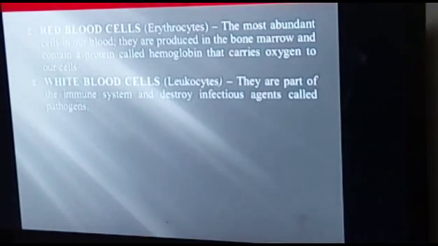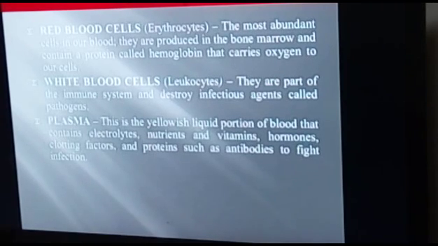White blood cells, as you know, leukocytes. They are part of the immune system, which we will look at later. The immune system is what fights infections. They destroy pathogens.